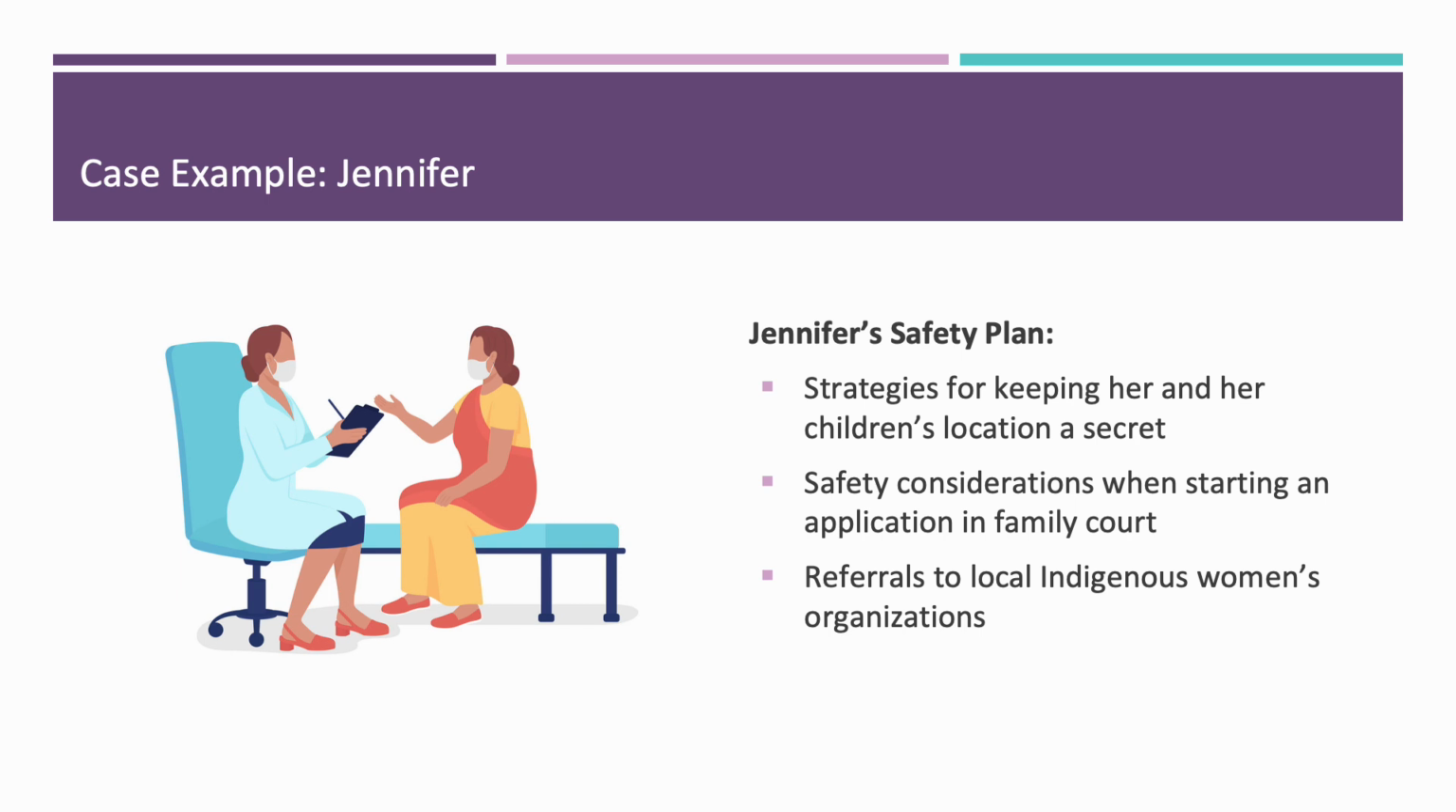This may also include notifying her children's school principal or teacher about the situation and letting them know who to watch out for. Because Jennifer is looking to get custody of her children, her plan should include safety considerations relevant to starting an application in family court. Filing an application can trigger negative reactions from the opposing party, which may be dangerous. Jennifer should ensure she is aware of when the application is being served to her ex-partner and that she avoids contacting her ex-partner during this process.